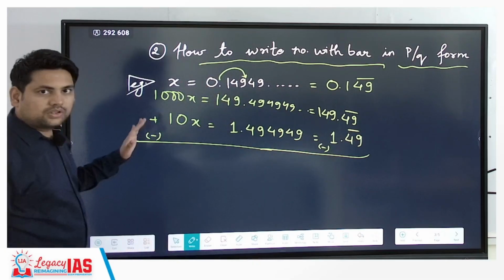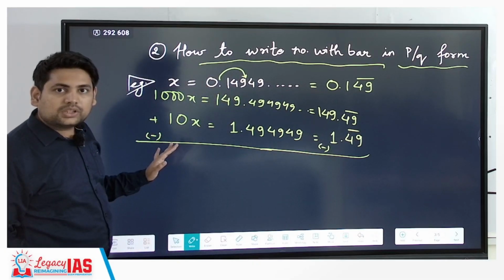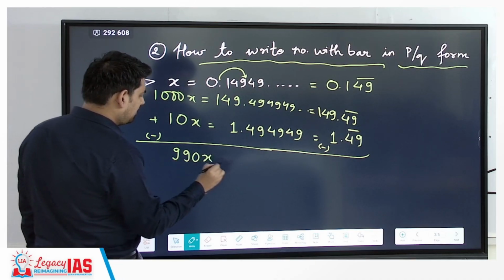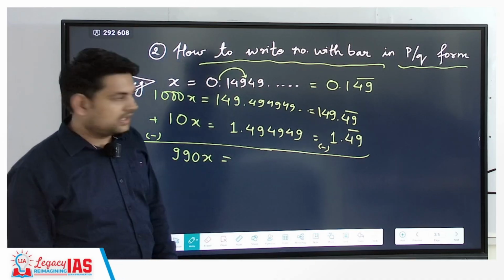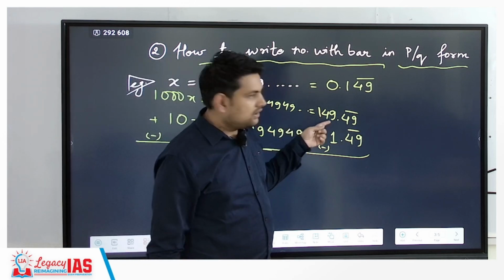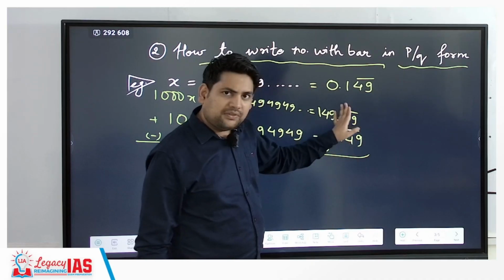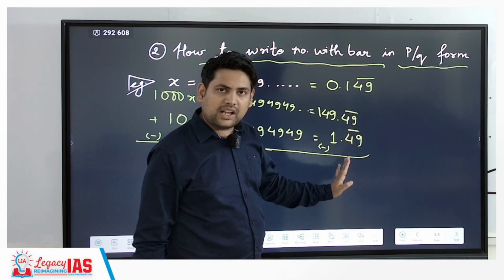Okay, so 1000x minus 10x, what will it be? It will be 990x. Correct? Now 149.49 bar minus 1.49 bar. Now can you see 49 bar and 49 bar? We can have it as 0.